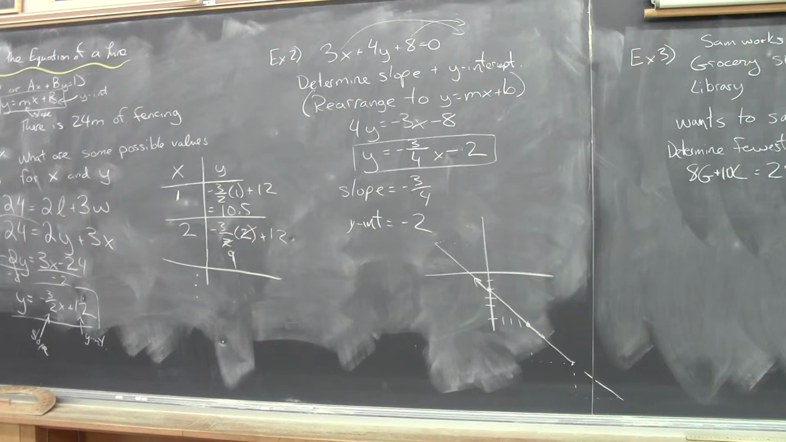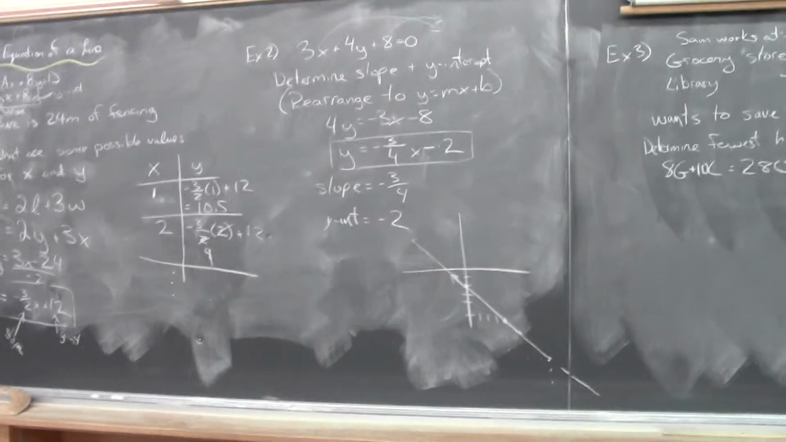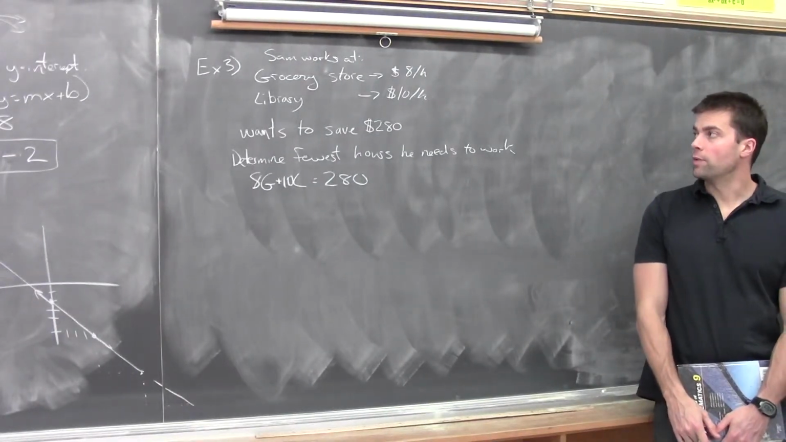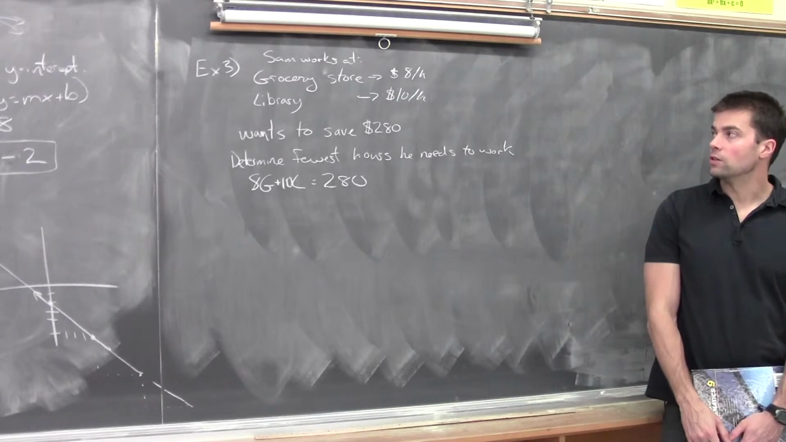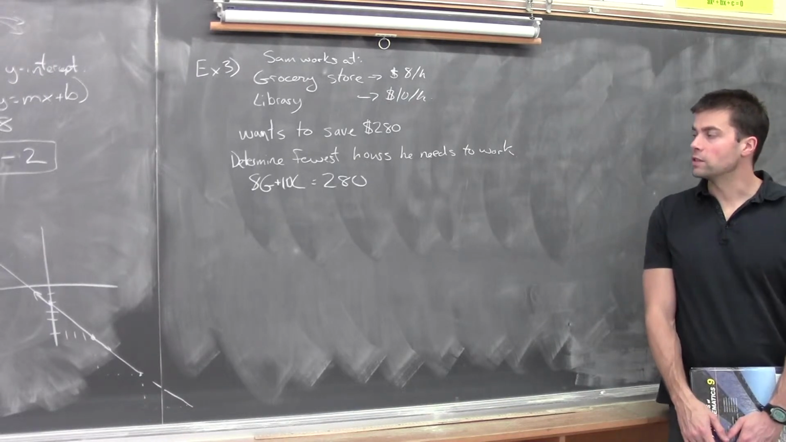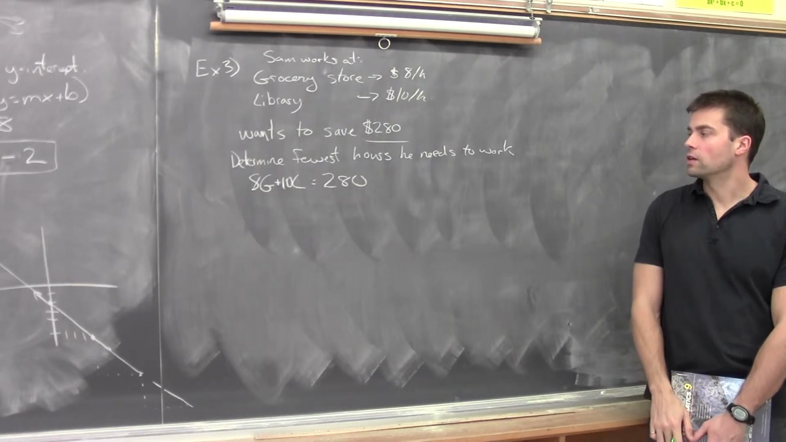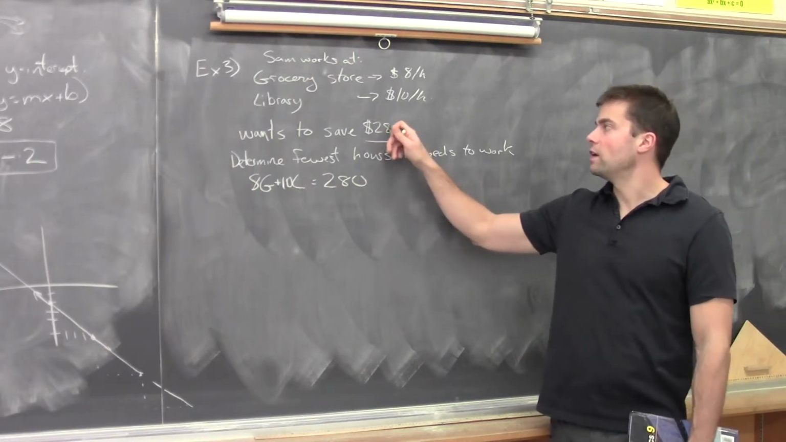All right. Any questions with example 2? Okay, last one, example 3. So Sam works at a grocery store and a library. He makes $8 an hour at the grocery store and $10 an hour at the library. He wants to save $280. Determine the fewest hours he needs to work. He wants to make $280.